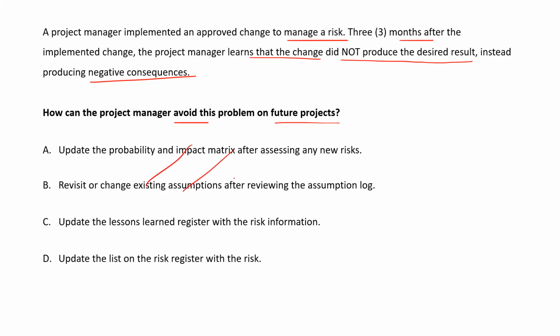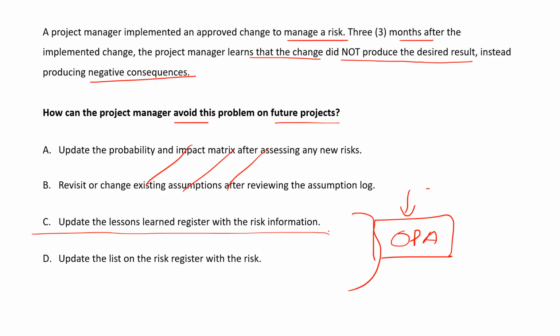Look, they are not anything and they belong to OPA, right? And to prevent anything, we have to refer to what? OPA. So among C and D, which one do you think is the more precise and better answer? Those who have given that answer and I said it is not correct, the remaining answer is only one, which is update the list on the risk register with the risk.